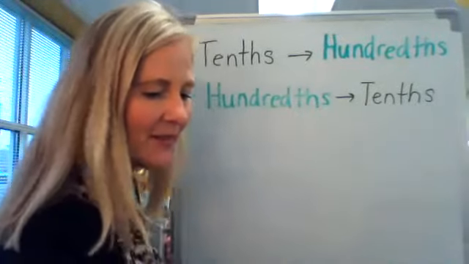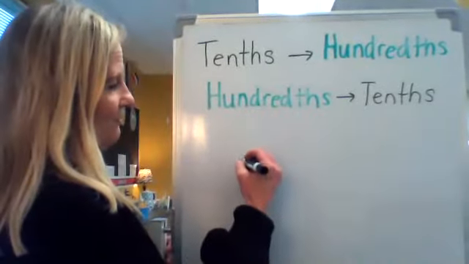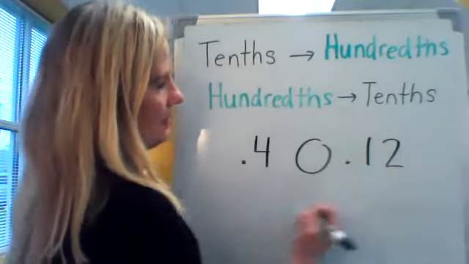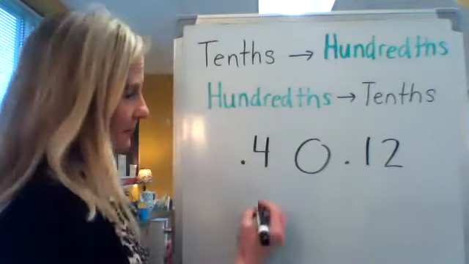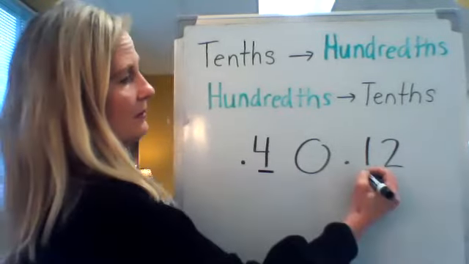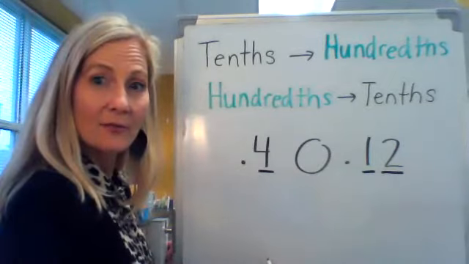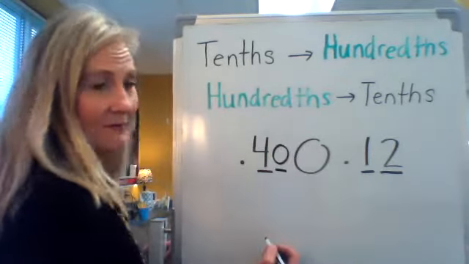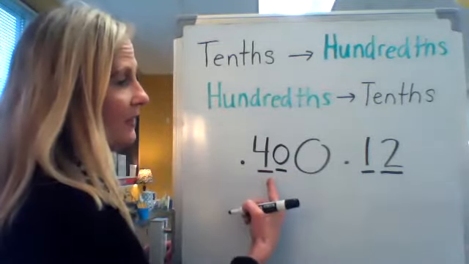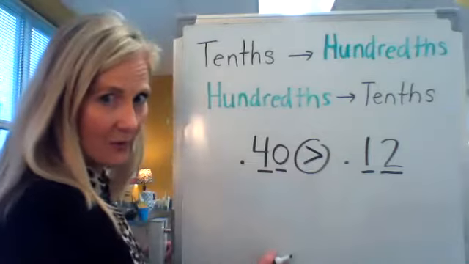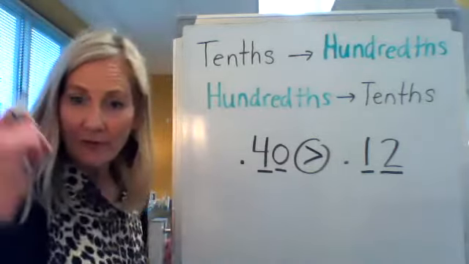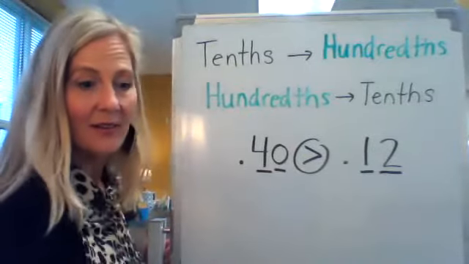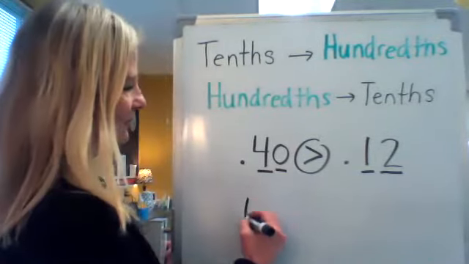Okay, let me see if I can find one that's challenging for you. How about this one? Which amount is greater? 4/10 or 12 hundredths? Did you make this 40 hundredths? If you did, boy, is that 40 hundredths or 12 hundredths? Definitely 40 hundredths is more. Soon you'll be able to convert in your head. You'll just automatically do it. But as we're learning, go ahead and write it down. How about this one?